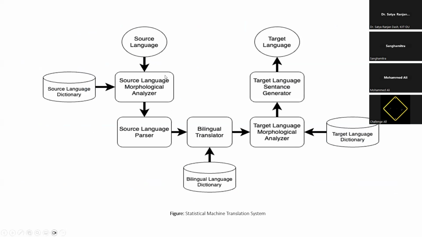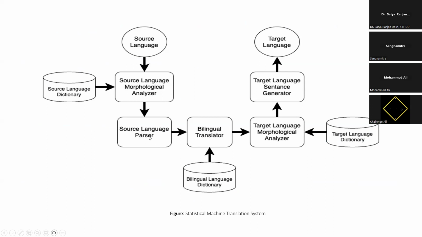Here's an architecture of a statistical machine translation system. You can see there's a morphological analyzer for the source language as well as a morphological analyzer for the target language. On the left hand side, the morphological analyzer of the source language uses the source language dictionary as well as the source language text, and then produces the outputs, that is the tokens, you can say.